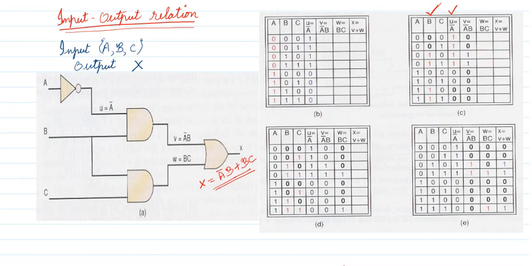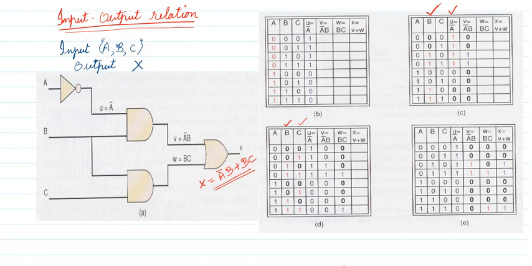Here we are filling W. What is W? We are taking the AND operation of B and C. This is your B, this is your C. 0 into 0 is 0, 0 into 1 is 0, 1 into 0 is 0, 1 into 1 is 1. Likewise, we can fill the other values.